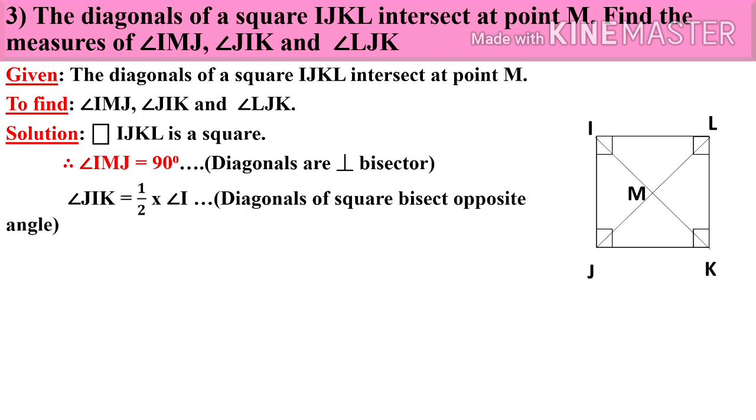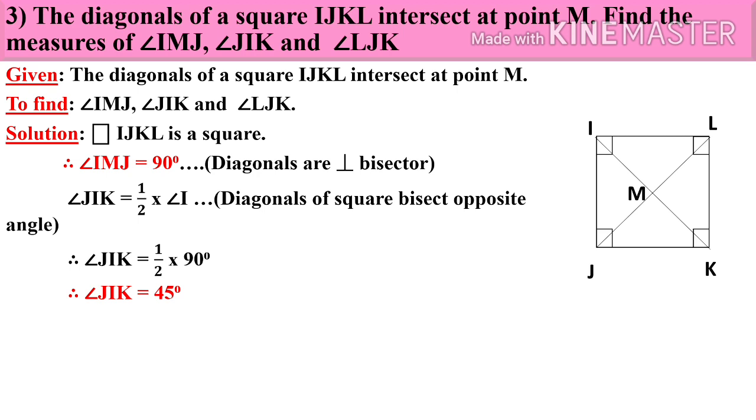So angle JIK. JIK is the half of angle I. Diagonal of a square bisect opposite angle. As we know, all the angles of a square are 90 degree. Substitute the value of angle I 90 degree. So here we get angle JIK is 45 degree.